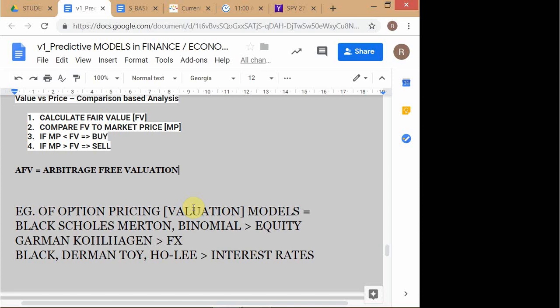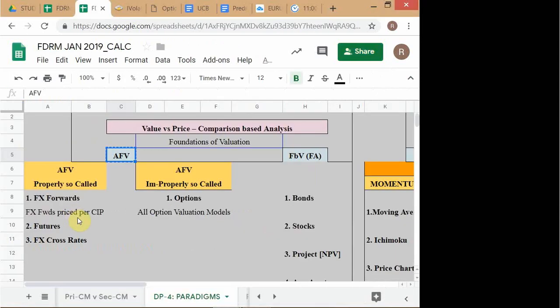Okay. Now, in plain English, if I were to explain it using a longer sentence, arbitrage-free valuation means any valuation which is done in a way that ensures that there are no arbitrage opportunities. I'm not going to go into that at this stage. I'll come back to this framework a little later because I want to get into the option model. But let's understand this as only one type of arbitrage.